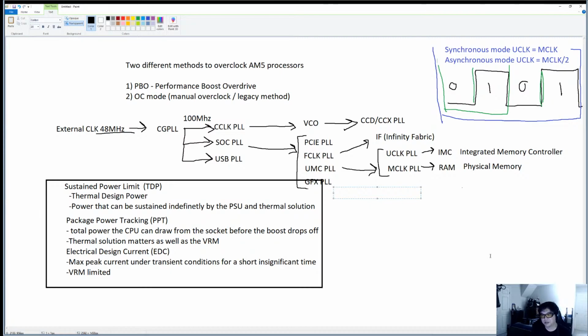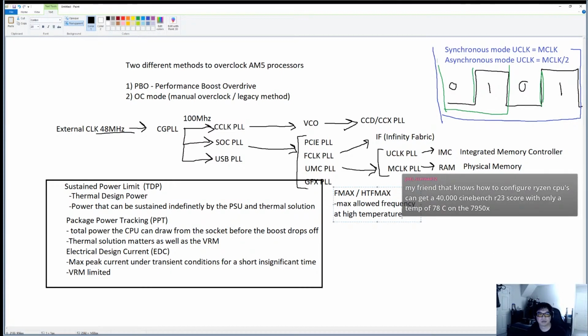There's something called the Fmax. It might be listed as something else in the BIOS. It could also be HTF max. So this is the max allowed frequency at high temperature. I guess the HTF max is the high temperature frequency maximum, or I guess max frequency at high temperature.